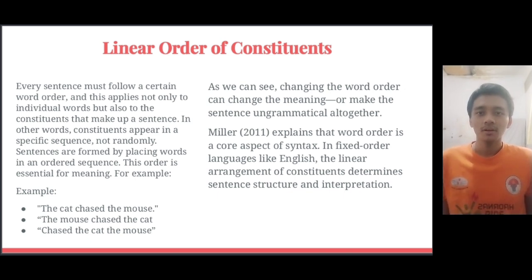For example, the cat chased the mouse, the mouse chased the cat, and chased the cat the mouse, which is ungrammatical. As we can see, changing the words can change the meaning or make the sentence ungrammatical altogether. Miller 2011 explains that word order is a core aspect of syntax. In a fixed-order language like English, the linear arrangement of constituents determines sentence structure and interpretation.